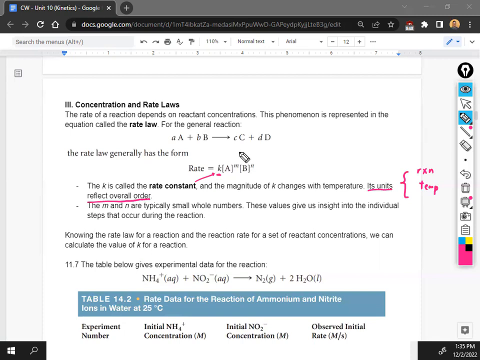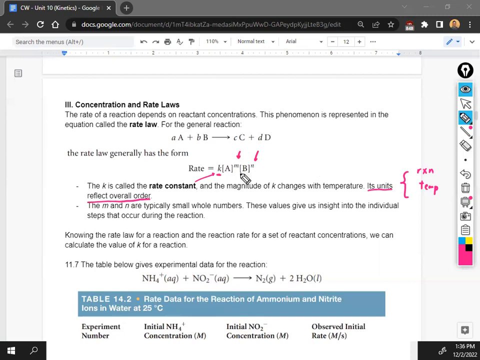Okay, and then these numbers right here, m and n, those are exponents, okay? And they are typically small whole numbers. Typically. There is actually 0.5, but for the most part, it'll be things like 1, 2, 3, okay? And these values tell us what individual steps happen during a reaction. So we'll talk more about these later. It'll make more sense as we do more problems, but just keep that in mind.